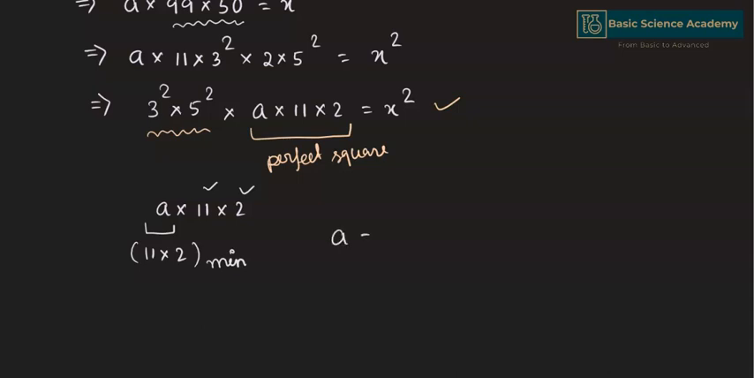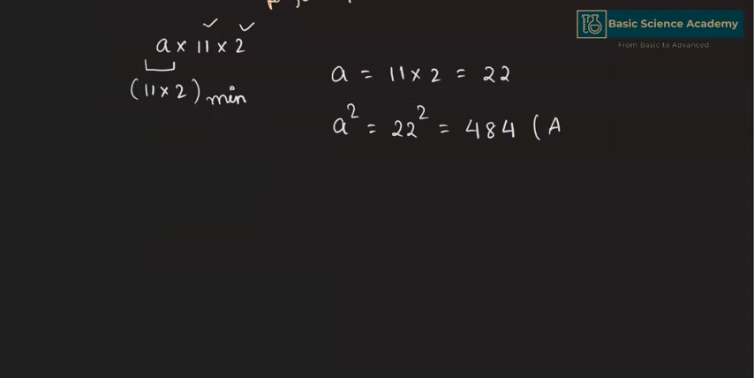Hence, a equals 11 multiplied by 2, which equals 22, and a square equals 22 square, which equals 484. Hence, 484 is our answer.